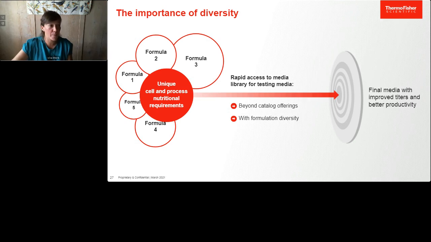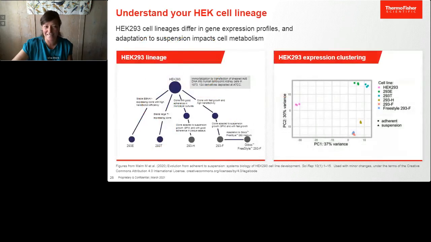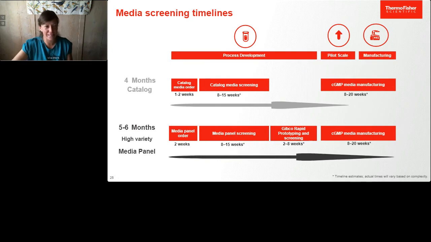So I'm switching back to the slide you have already seen. I hope you can see it now, the media screening timelines. If not, please, Steven, let me know. So this scheme here compares the traditional catalog media approach on the top to the GIBCO media panel solution below. With the catalog option, you can screen catalog products within 2 months, plus 2 months are added for GMP material production, and you can start your clinical trial production process.